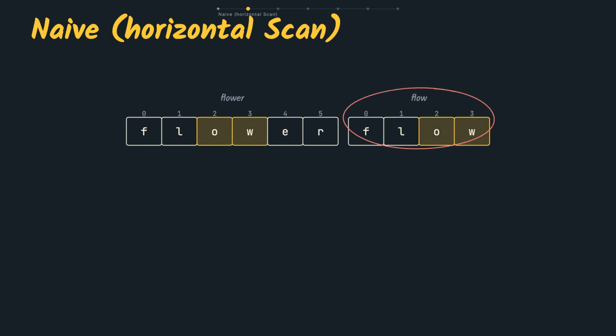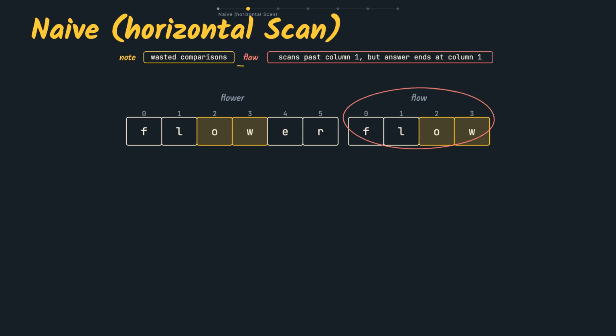But notice the waste. When we matched flow against flower, we compared the W and the E. Those letters were never going to survive flight. We did extra work past the real answer length, and we did it on every pair. That's the flaw we want to fix.